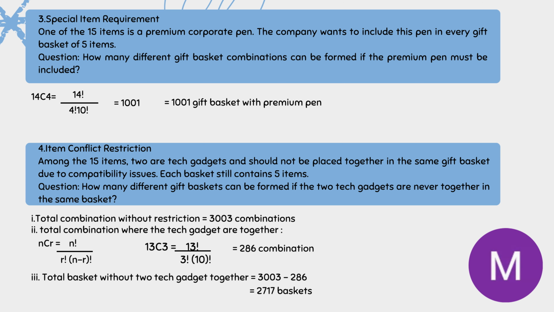To find the total baskets without the two gadgets together, we take the total combinations without restriction minus the combinations where the two tech gadgets are together. So 3003 minus 286, and we get 2717 baskets.